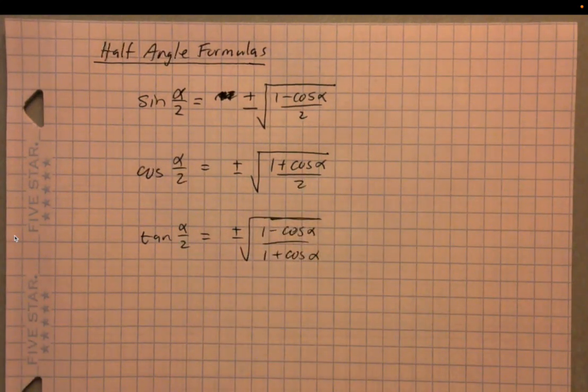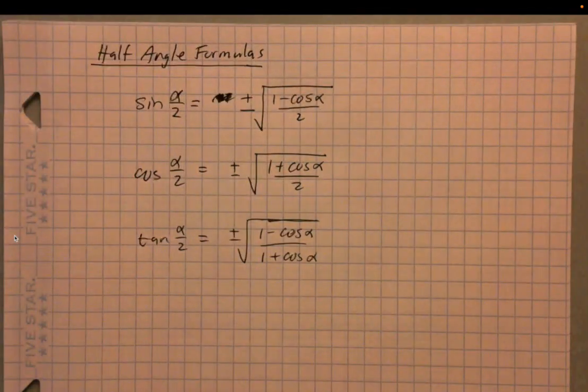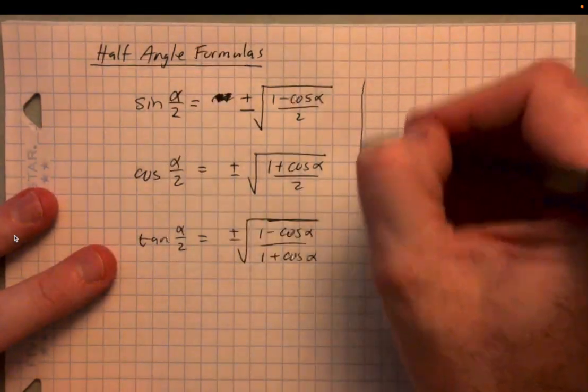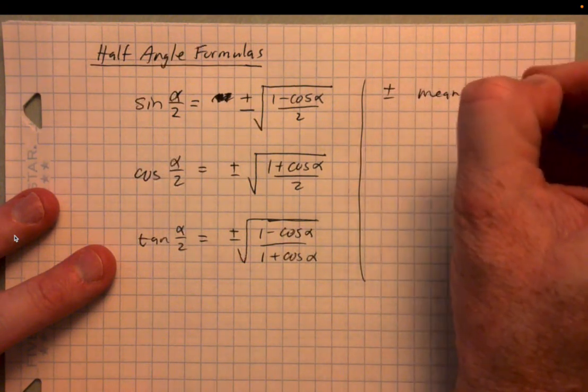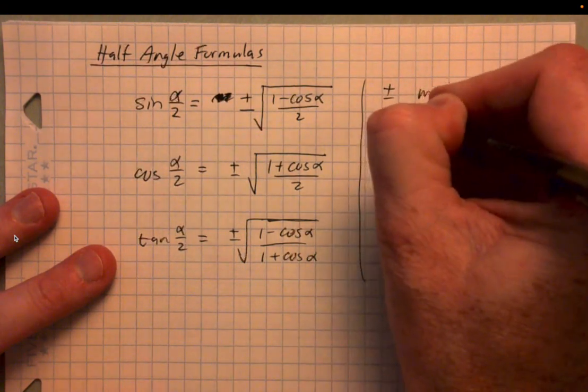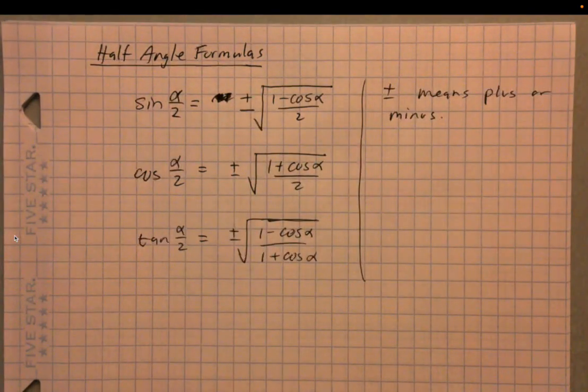Okay, and so that is the trio of the half angle formulas. Now, notice the plus minus. This is something you may or may not have come across. Plus minus means plus or minus. I think we've seen this for sure. Like when you're solving a quadratic equation, you frequently have to take a square root, and when you take the square root, it's possible to have that be plus or minus, and that's what's happening here.